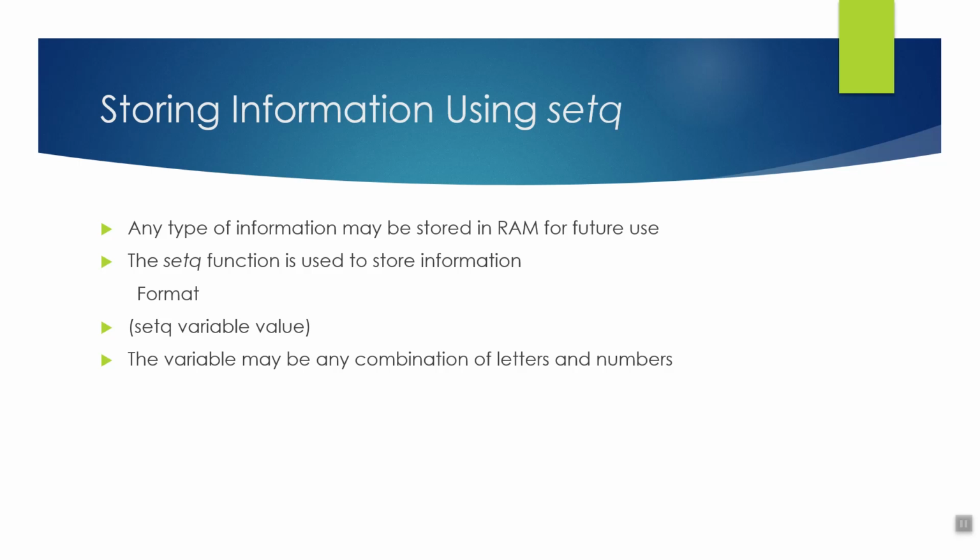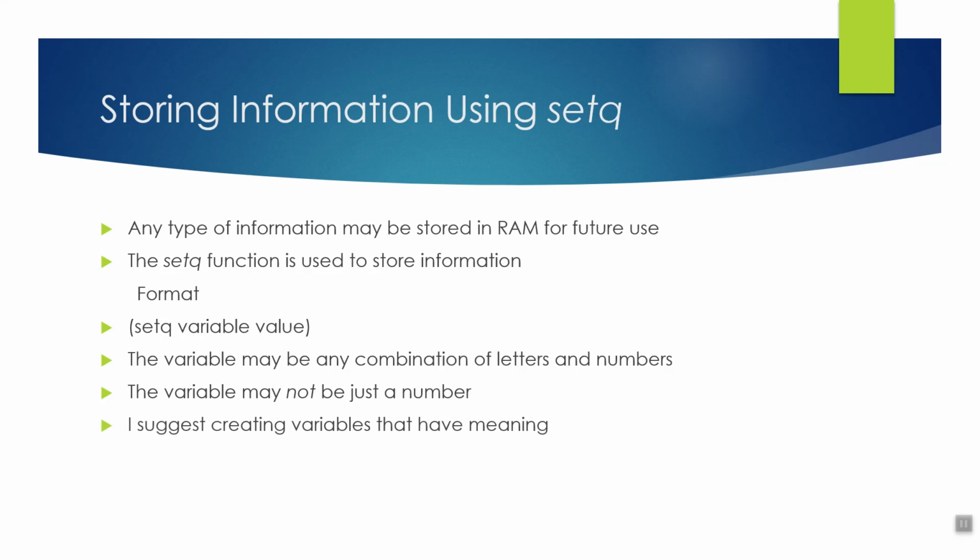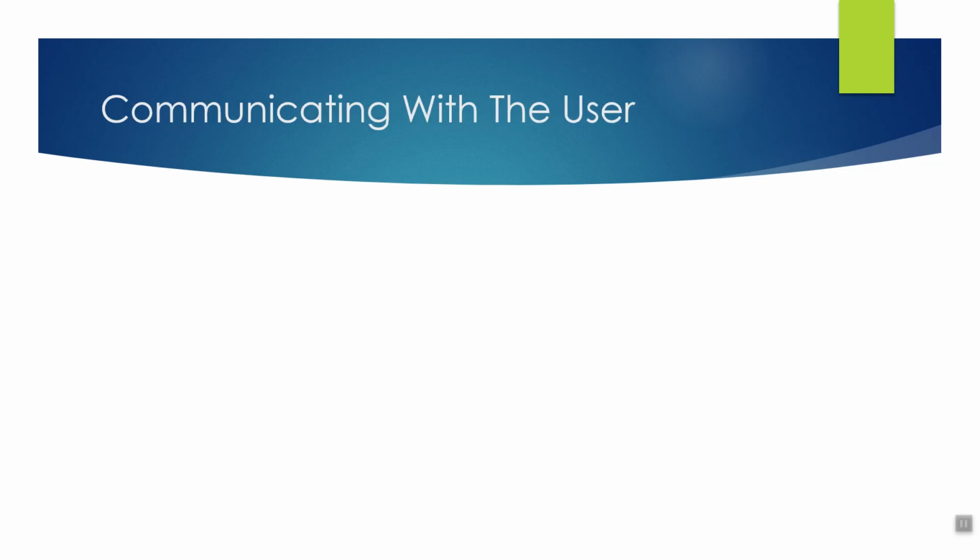The value could be a number, it could be a text string, which of course, because it's text, has to be enclosed in quotation marks, or it even could be an object inside of a drawing. But if we think about the variable, it can't just be a number. It's got to have a letter along with it. So P1 would be a valid variable, but 1 isn't a valid variable because it has a value all by itself. When you're creating variables, I suggest that you create variables that have meaning. Don't just create variables like A, B, C, D, E, F, G, because later on it may not make any sense to you.